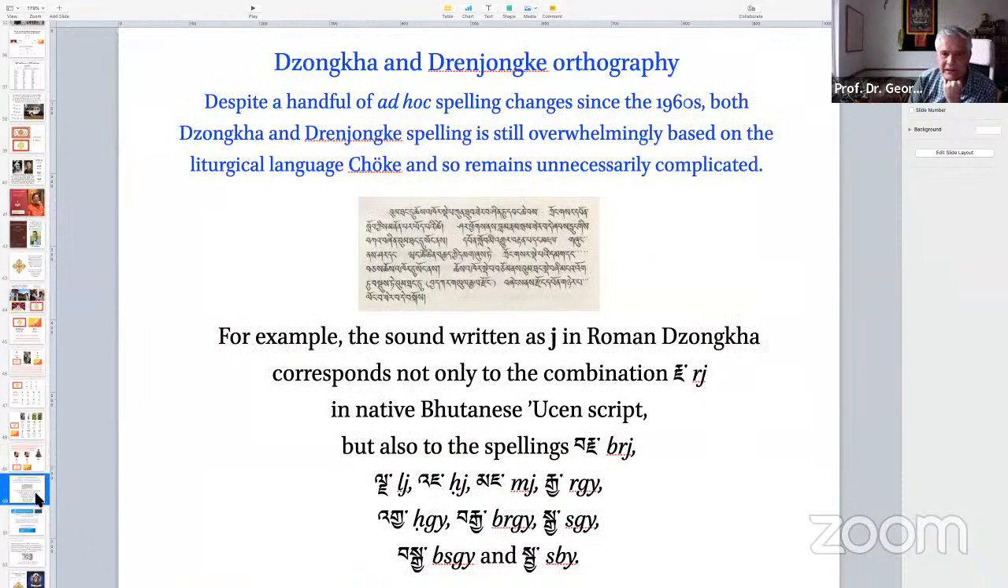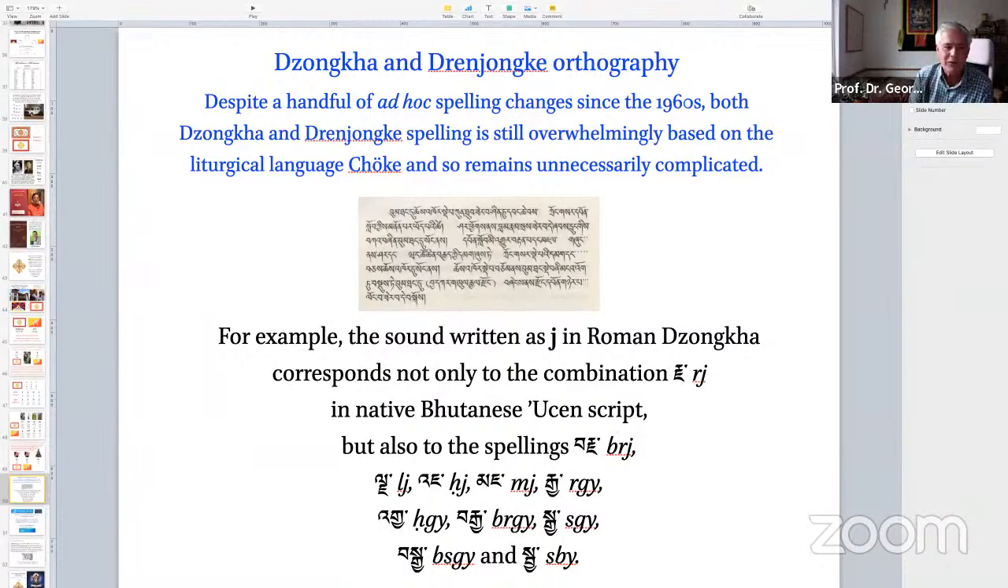In Bhutan and in Sikkim, you have the problem that certain phonemes can be spelt in so many different ways. So the sound ja in Dzongkha and in Sikkim can be spelt rajataja, bau rajataja, lajataja, hauja, mauja, ragatagayataja, haugayataja, bau ragatagayataja, sagatagayataja, bau sagatagayataja, or sabatababayataja. So these spellings, all of these traditional spellings at the bottom, can correspond to one single phoneme. And as a child, you have to learn this.